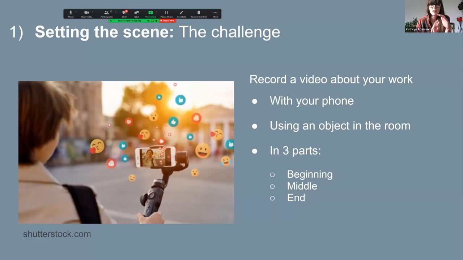So things we want to think about are how you could record a video using your phone. We don't need any fancy equipment necessarily. We can focus in on individual objects that are just sat around on your desk. We then also want to think about how this might be structured in terms of a beginning, a middle, and an end to make a coherent, engaging package of a vlog.